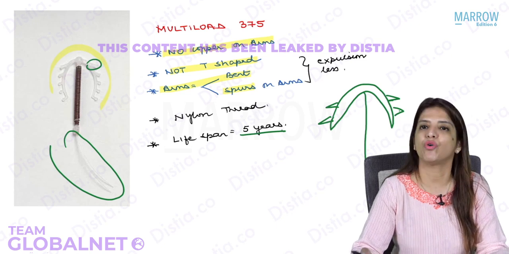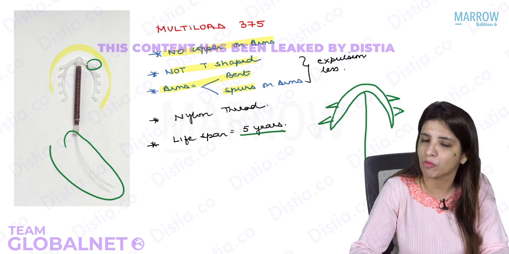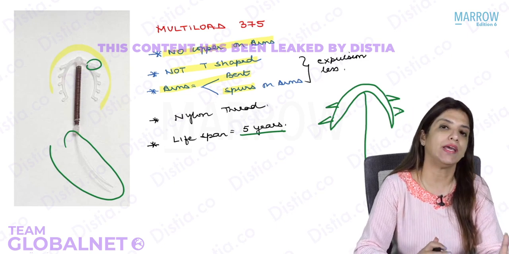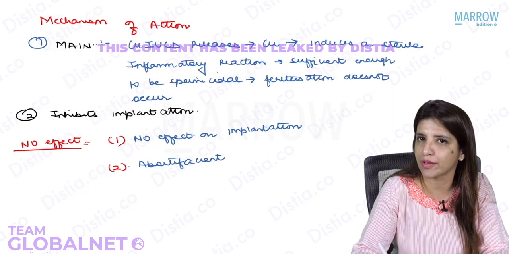Mechanism of action of copper T and mechanism of action of multi-load, in fact, mechanism of action of all second generation IUCDs will be the same. So what is the mechanism of action of all second generation IUCDs?